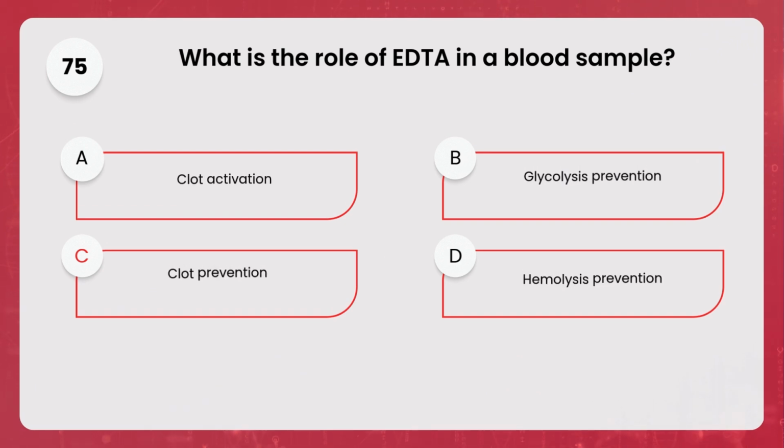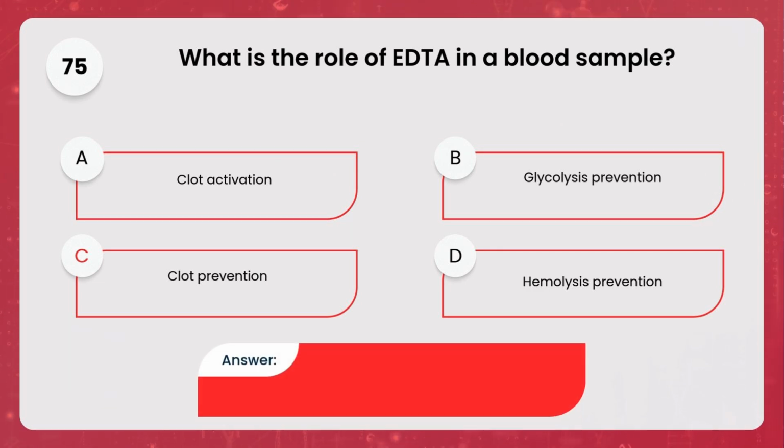Number 75. What is the role of EDTA in a blood sample? A. Clot activation, B. Glycolysis prevention, C. Clot prevention, or D. Hemolysis prevention? The answer is C. Clot prevention.